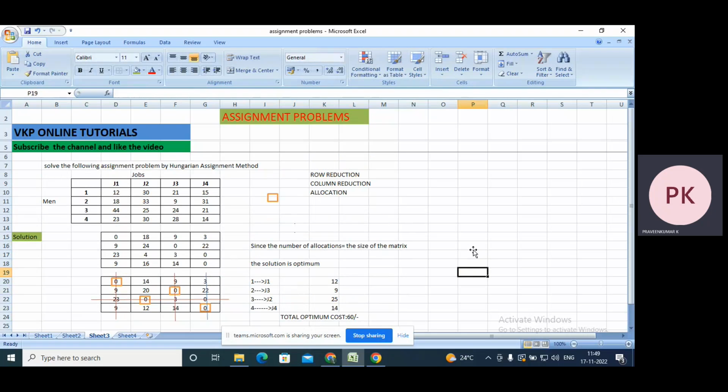Okay. So like that, we need to solve the assignment problem to determine the optimum assignment as well as optimum cost by applying Hungarian assignment method. This is one type of problem you will find in the assignment problem. And similarly, I'll take one more problem. In this problem, directly we are getting the optimum solution because number of allocations is equal to the size of the matrix. If number of allocation is not equal to size of the matrix, how do you solve those types of assignment problems by using Hungarian assignment method? Let us see one more problem.